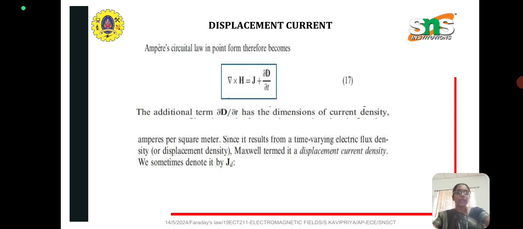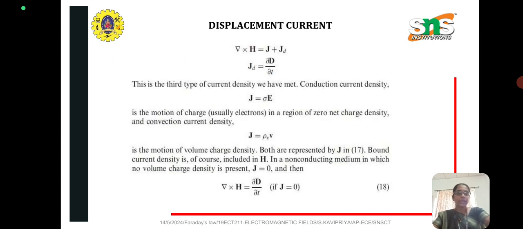So Ampere's circuital law in point form therefore becomes del cross H is equal to J plus ∂D by ∂t. This additional term ∂D by ∂t has the dimension of current density. So Maxwell termed it the displacement current density, which is denoted as JD. So del cross H is equal to conduction current density plus displacement current density. The conduction current density is J equal to sigma E, and the displacement current density is equal to ∂D by ∂t.